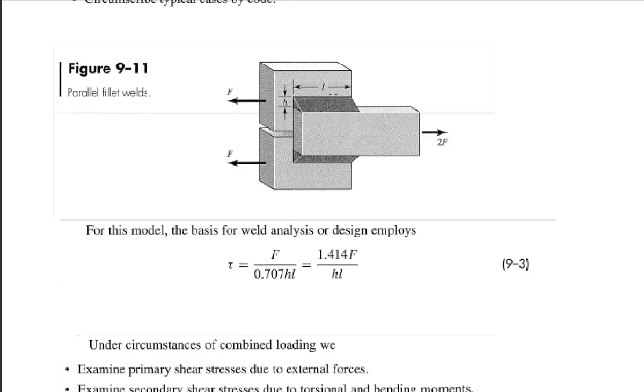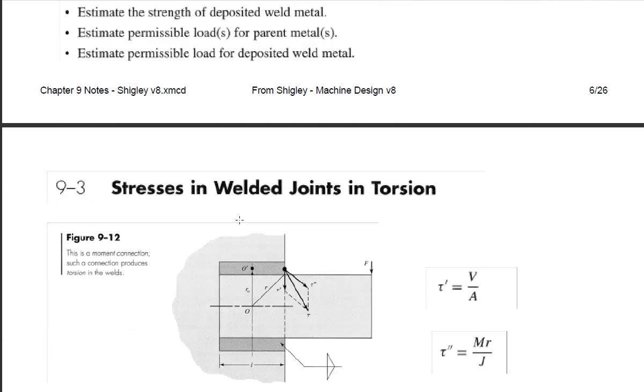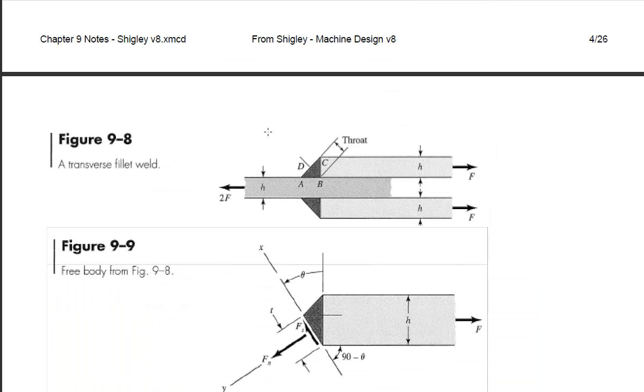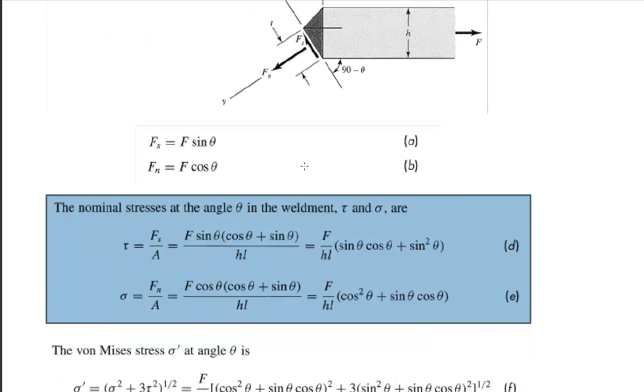If we were to look at what that says, first of all, we need to define throat. Let's see, where is that? Okay, right here. See the label throat? Throat is this thickness measured on a 45-degree line. So if this leg size is h, then this throat distance is 0.707 times h, which is sine or cosine of 45 degrees. That'll be our throat size, and when we're doing stress calculations, we'll need to calculate the area through the throat of all of the welds.